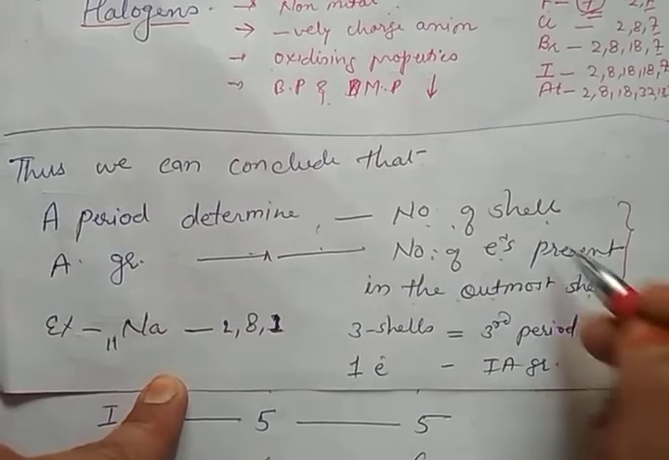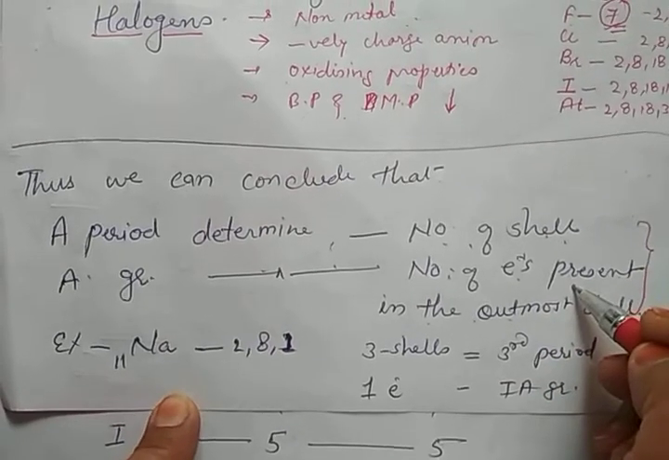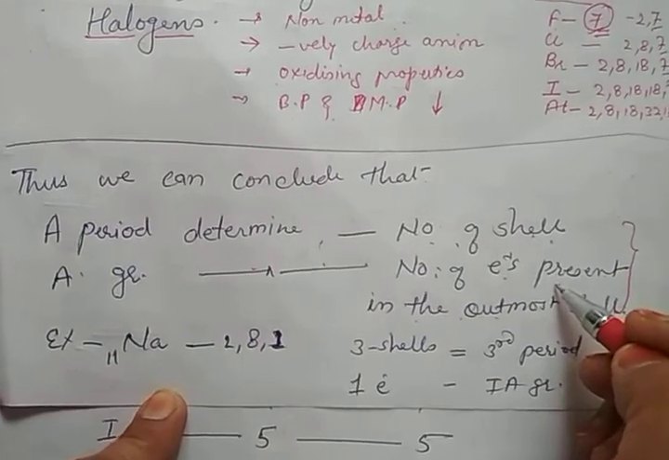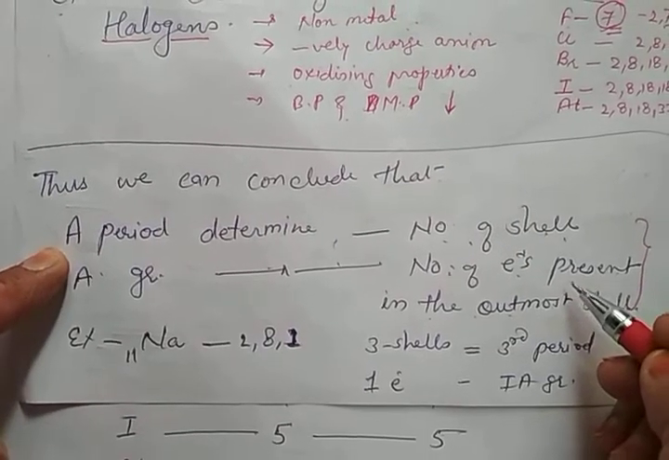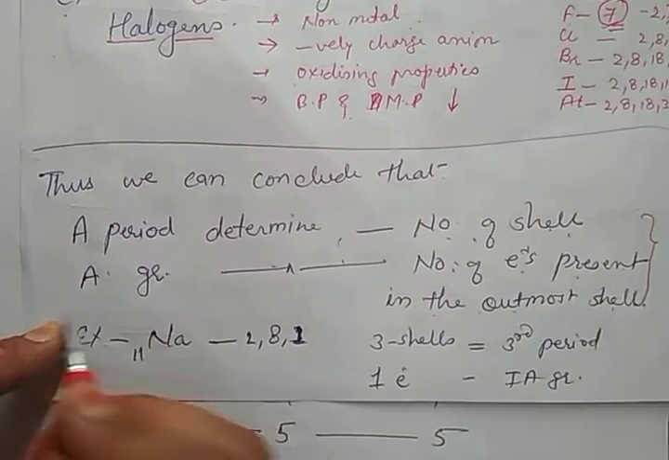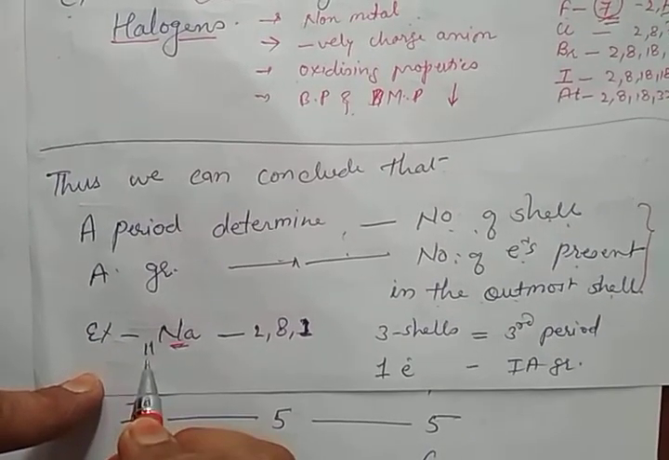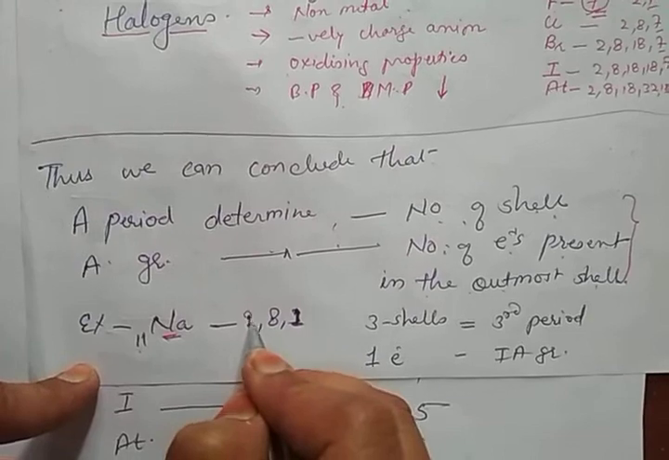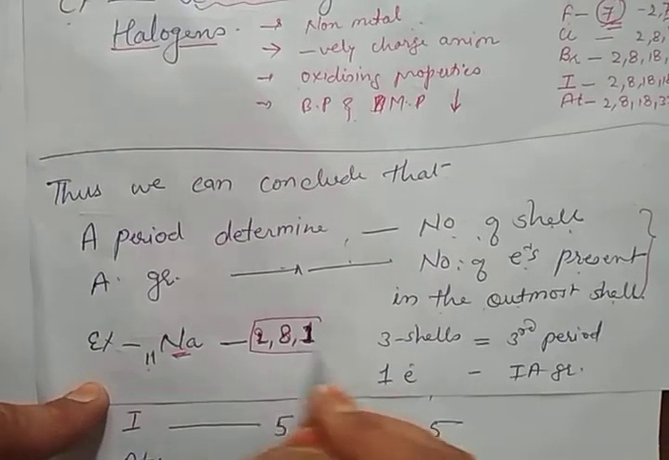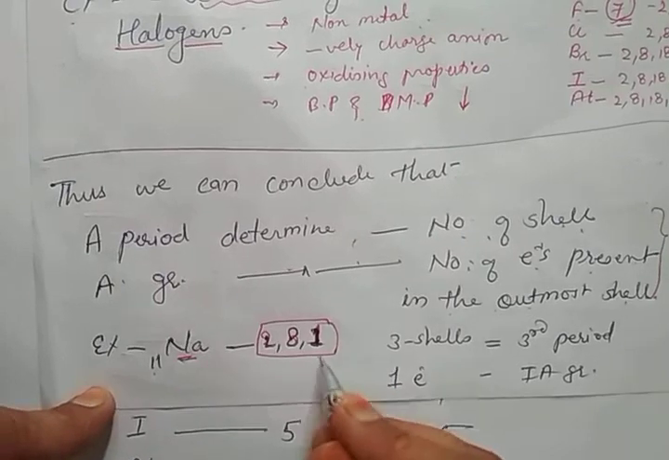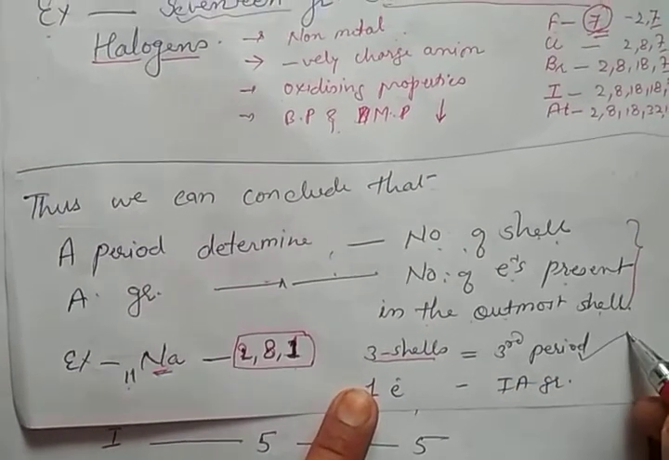If we know the number of shells present in the atom, or its electronic configuration, and the number of electrons present in the last shell, we can give the exact position of that particular element in the periodic table. For example, sodium. Its atomic number is 11. Electronic configuration is 2, 8, 1. Because of this electronic configuration, we can conclude that it has 3 shells. It means it belongs to the third period.